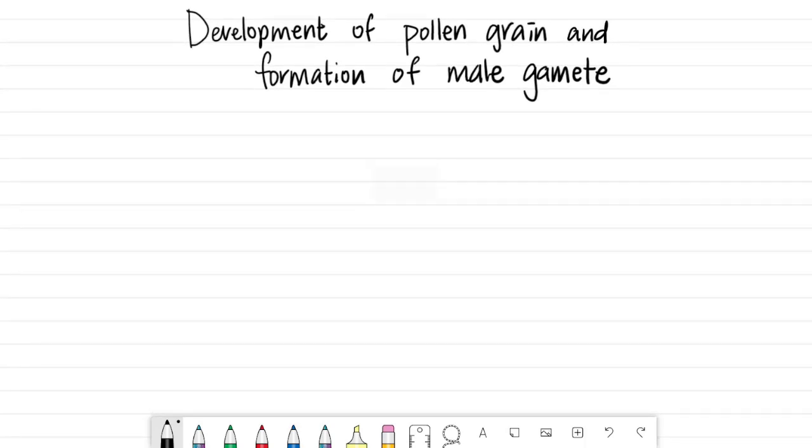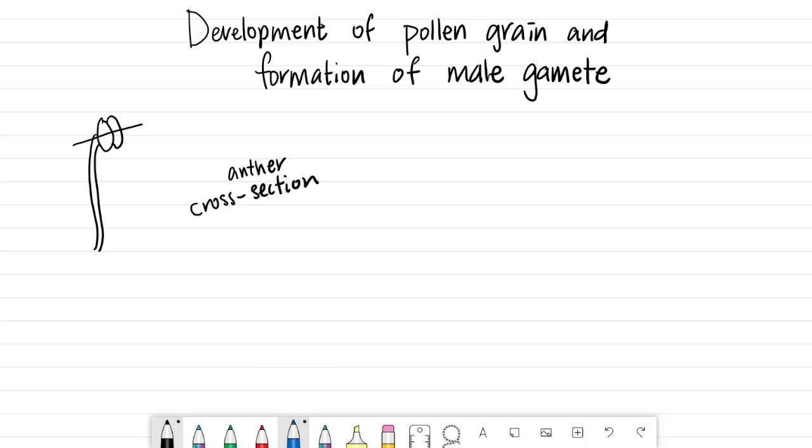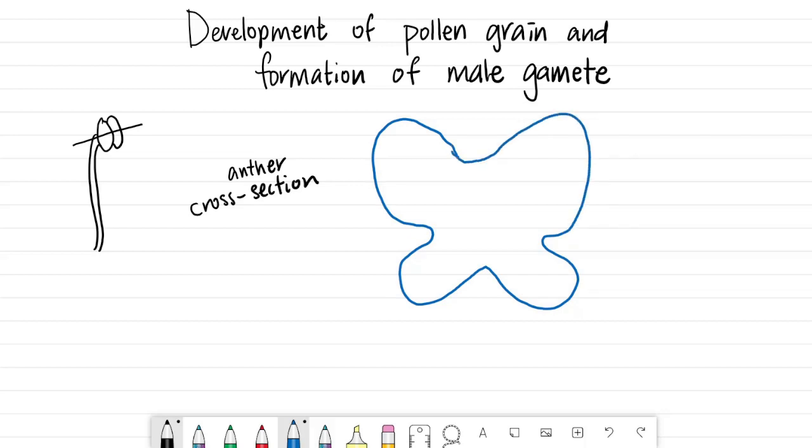We are going to continue with the development of the pollen grain and the formation of the male gametes. So before we continue, I would like you to first imagine the anther, once again the male part of the flower, and cut it in the middle. If you're cutting it in the middle, you are doing what is called a cross section, an anther cross section. The cross section of the anther would look something like this. Draw along with me for this part. It's okay if your drawing is imperfect.